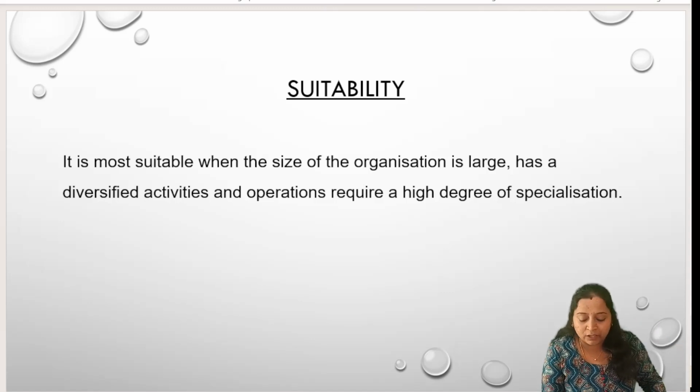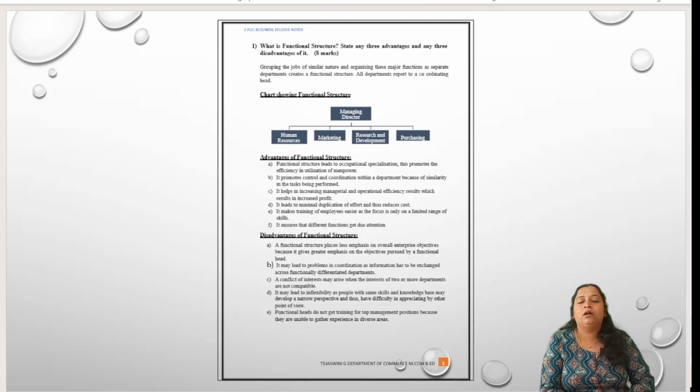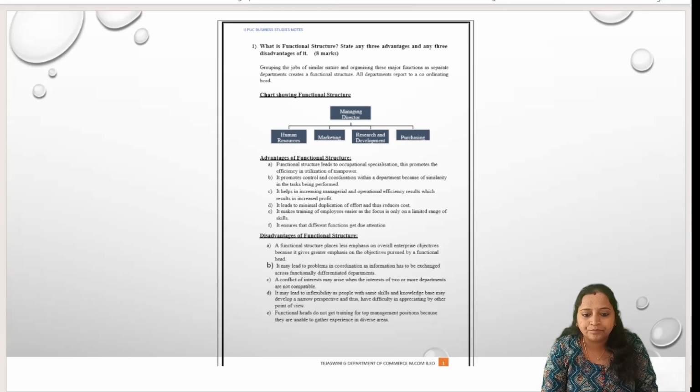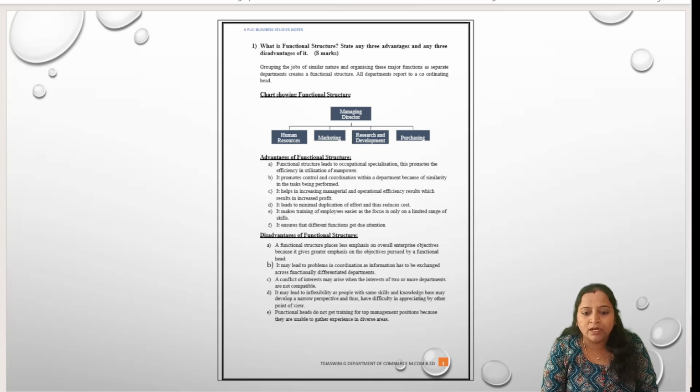I hope you people have understood, and you all know that for whatever topic we discuss in our class, the related notes will be available in my description box. A replica of the notes, I am just showing on the screen. You people can see it over here. See here: what is functional structure? Explain any three advantages and 3 disadvantages of it. It is for 8 marks.